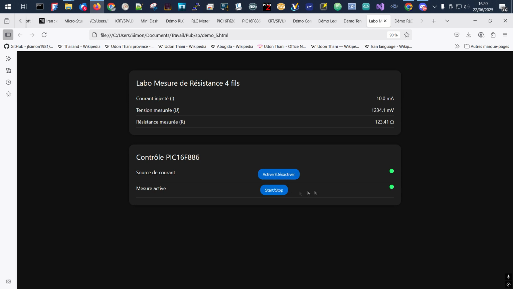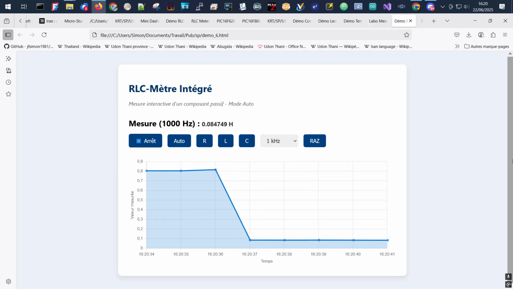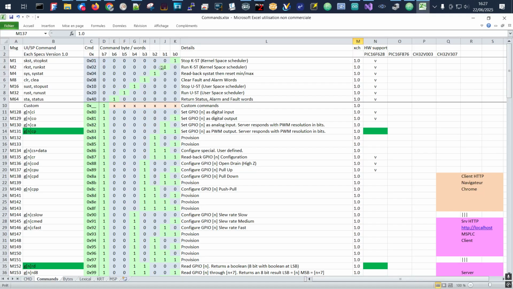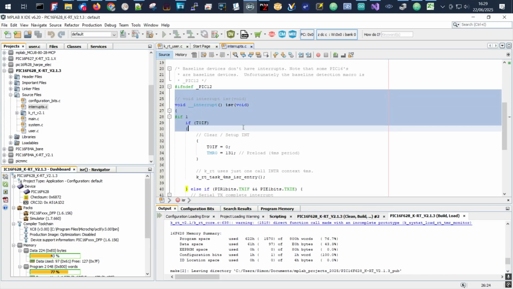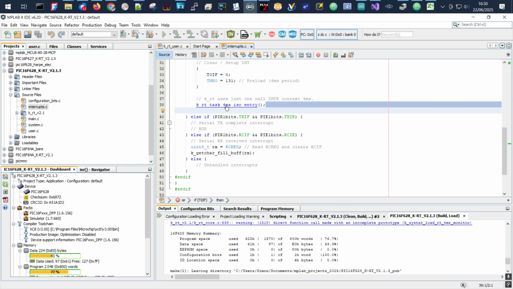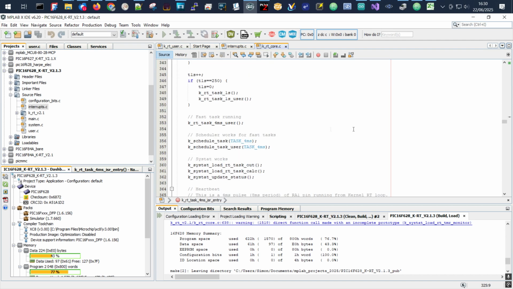KRT, or kernel real-time, is a real-time operating system, but basically a scheduler and real-time tasks. It supports 4, 20, 100 millisecond and 1 second tasks. It supports up to 255 basic commands. They run in two contexts, real-time or scheduled. The real-time context runs inside an interrupt, and the scheduled context is a stack of tasks which run on 4 milliseconds, 20 milli, 100 milli, 1 second.